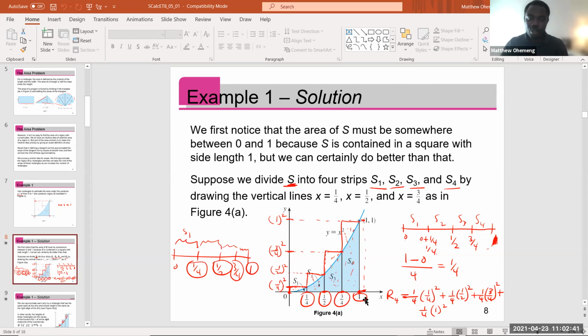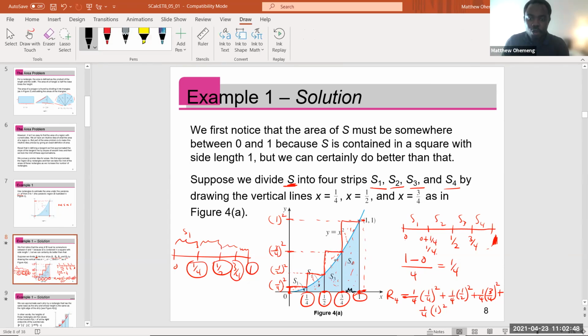For this example, we used right endpoints. For this sub-interval, you pick 1 to give you your height. That's why we got this height for the rectangle. For this third interval, you pick 3 over 4 to give you the height of the rectangle. For this second one, we pick 1 over 4 to give us the height, and so on and so forth.